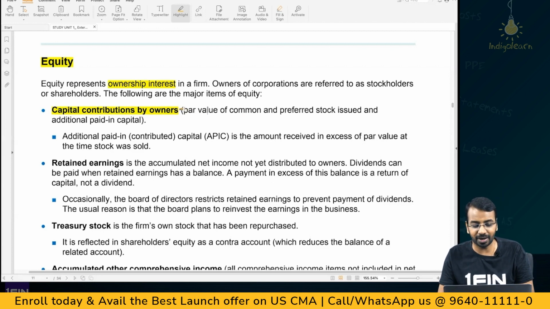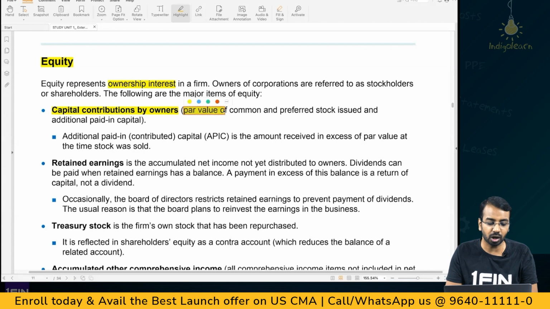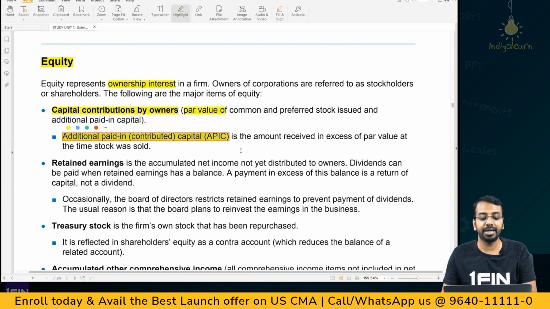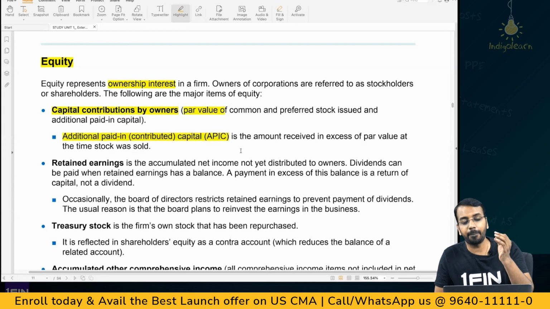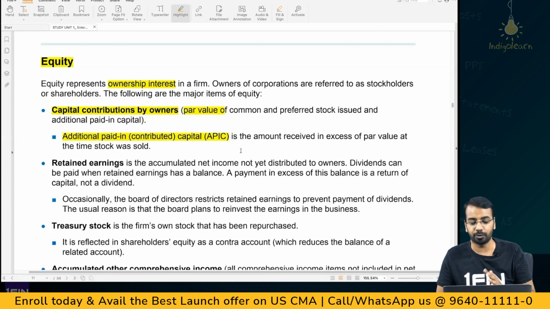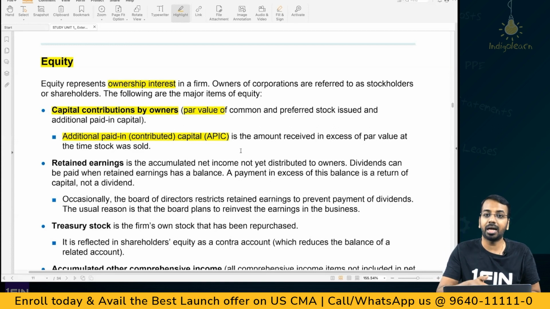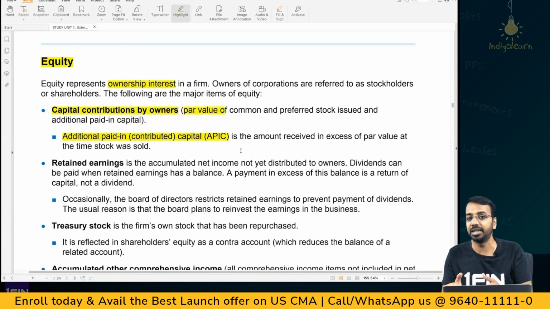So whatever is the face value or par value of common and preferred stock, that is the capital contribution. And this term, please note it carefully, additional paid in capital. Now, additional paid in capital is nothing but something like your securities premium account. In US GAAP, there are other sources of APIC also. We will not be required to go into too much detail.